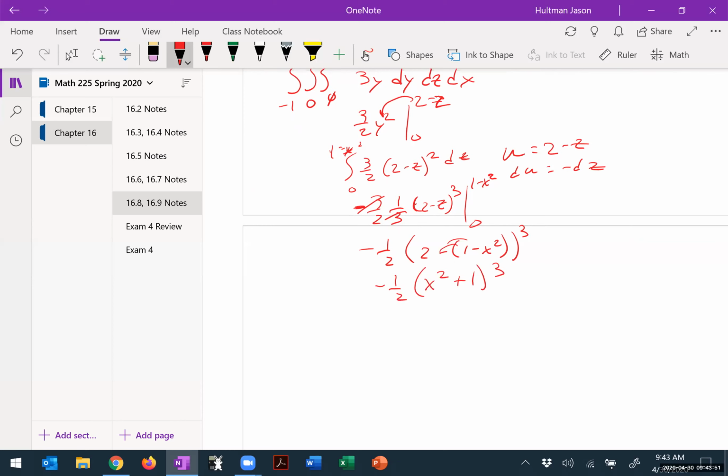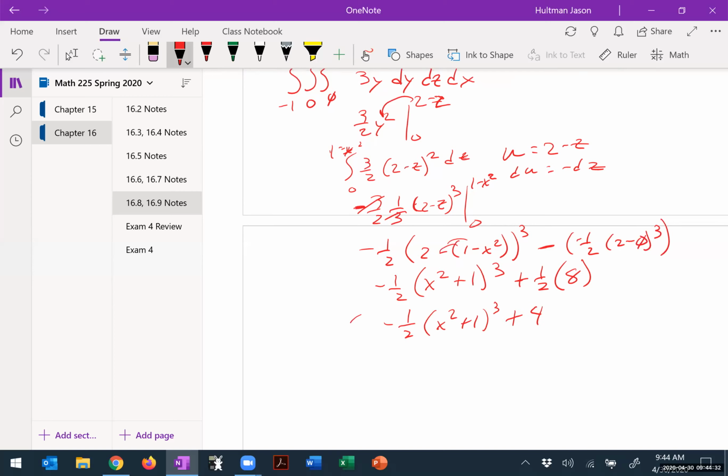Plug that in, and then it's minus. If I plug in the 0, this becomes minus a minus 1/2 times 2 minus 0 cubed. So this is going to be plus 1/2 times 2 cubed. 2 cubed is 8. So this is minus 1/2 times (x squared plus 1) cubed plus 4.